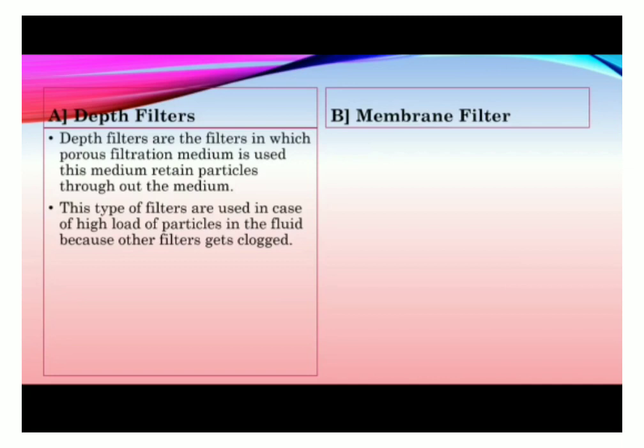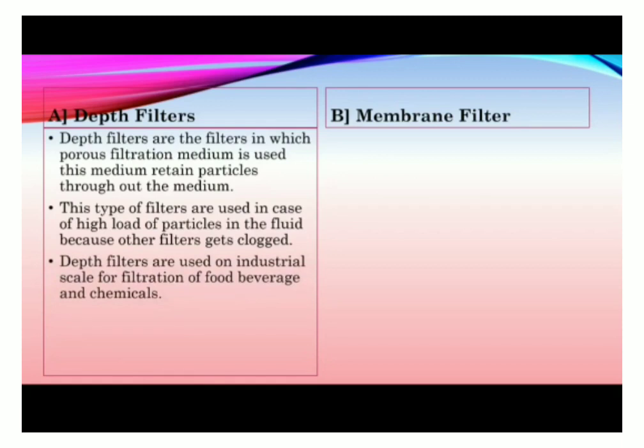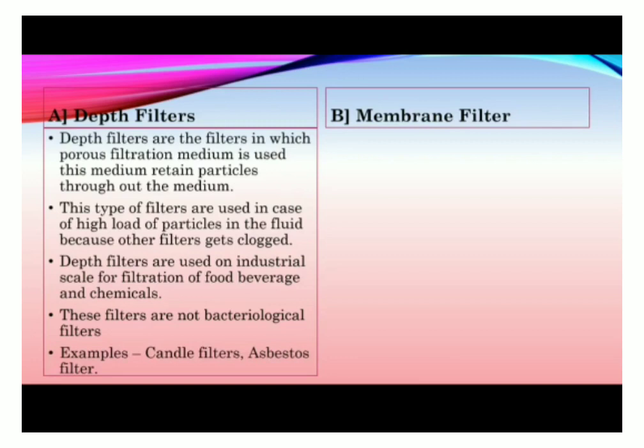So these types of filter are used for such samples which have high load of particles, because other filters can easily get clogged and the filtration system can fail. The depth filters are used on industrial scale for filtration of food, beverage and chemicals. These filters are not biological filters, and the examples are candle filter, asbestos filter.